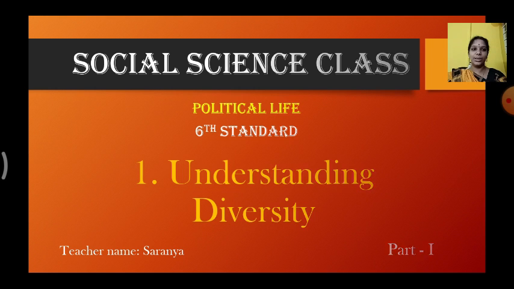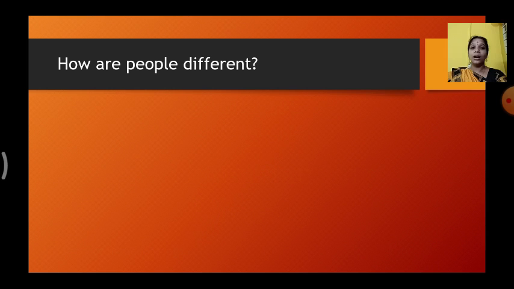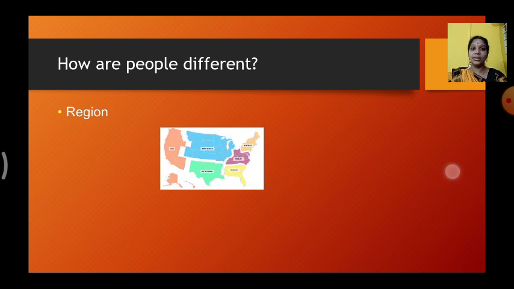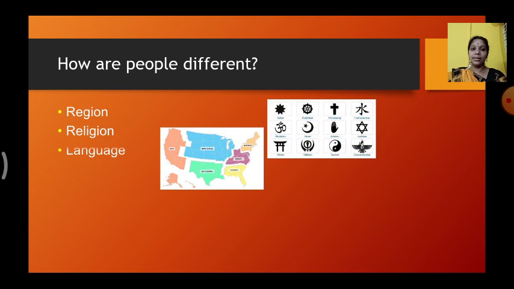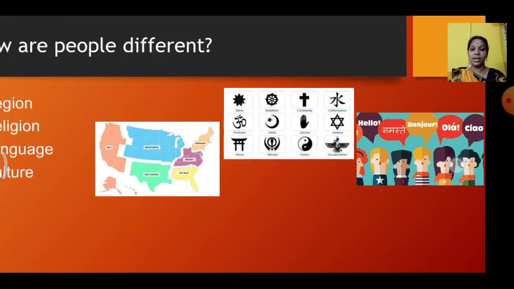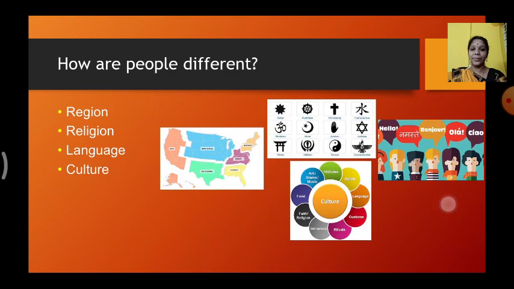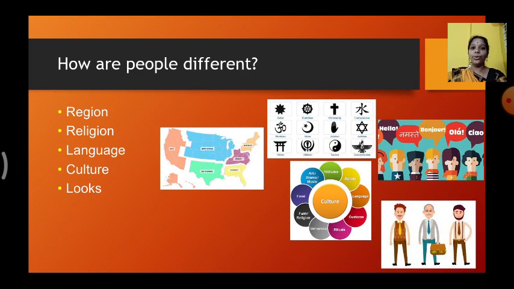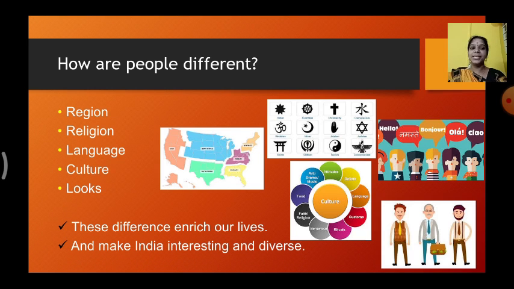Okay, children, first, how are people different? From region, religion, language, culture, then looks. So these are the things we differ from each other, right? Region, religion, language, culture, and looks. These differences enrich our lives and make India interesting and diverse.